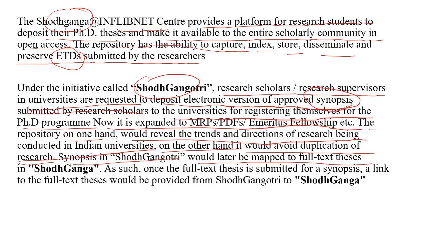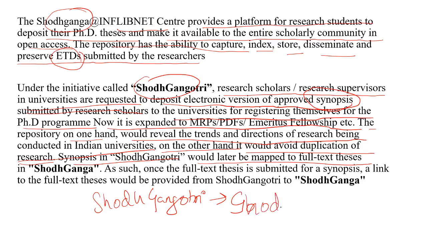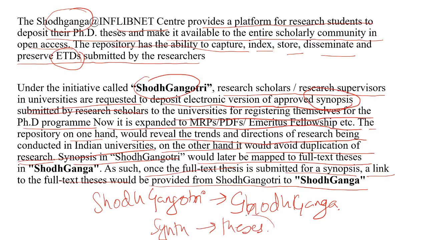So the thing is, first something comes under the Shodh Gangotri, then goes to the Shodh Ganga. As such, once the full text thesis is submitted for a synopsis, a link to the full text thesis would be provided from the Shodh Gangotri to the Shodh Ganga. So you understand, first the synopsis comes here, then the thesis is formed and goes here, okay, in the Shodh Ganga.